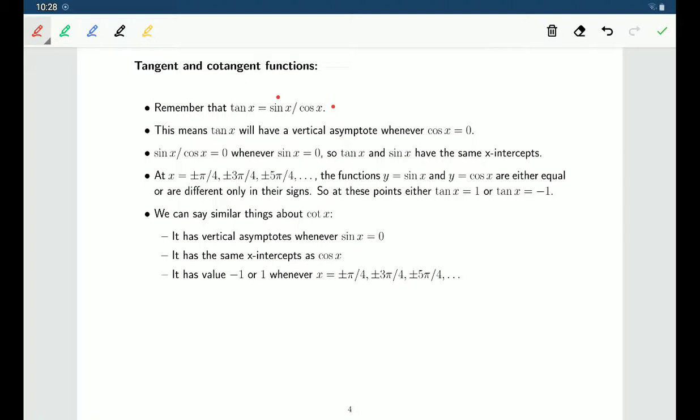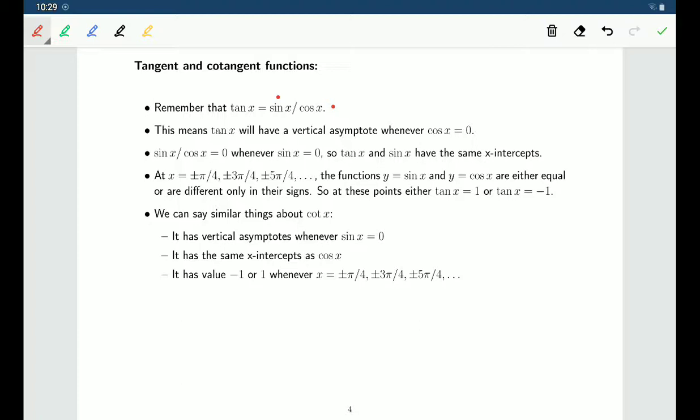Since sine of x is in the numerator, wherever sine of x is 0, that's where we'll cross the x-axis. So tangent should have the same x-intercepts that sine does, since whenever sine of x is 0, that will make tangent of x equal to 0. Wherever cos of x has its x-intercepts, that's where tangent will have vertical asymptotes.